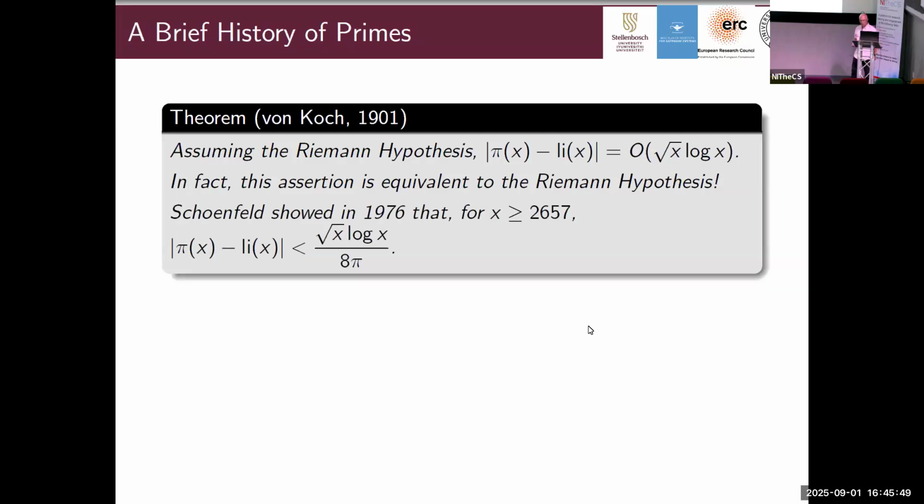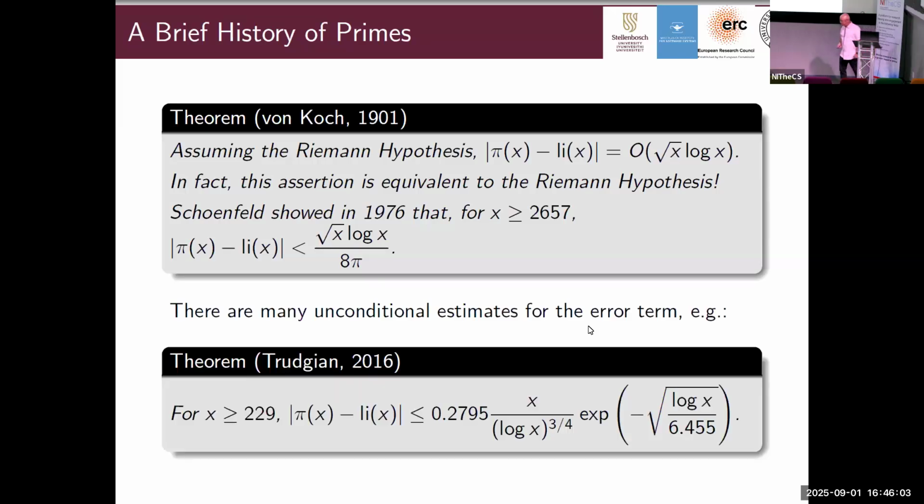You can put 1 over 8 pi. So Schoenfeld proved that, assuming that the Riemann hypothesis is true, for x at least that value, the difference between pi of x and Li of x is at most root x log x divided by 8 pi. Of course, there is life without the Riemann hypothesis. Even without the Riemann hypothesis, there are estimates, but those estimates are not so good. So don't be fooled by x over log x to the 3/4, because that's not the main term. The main term is the exponential of minus square root of log of x.